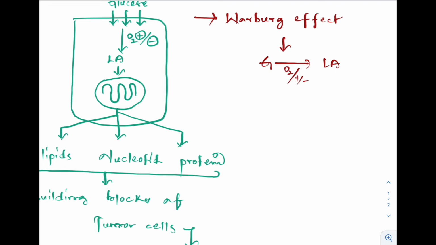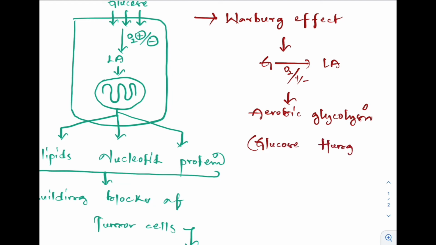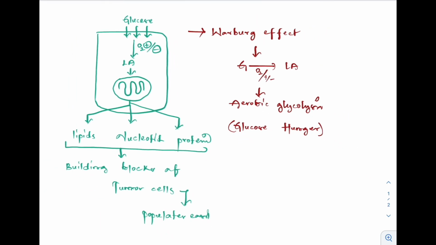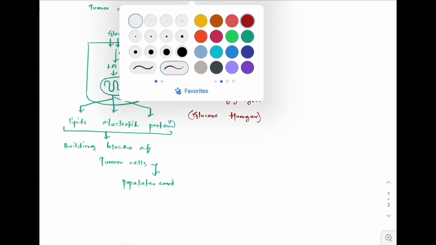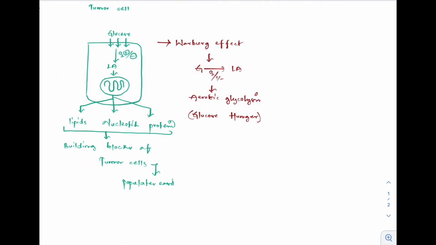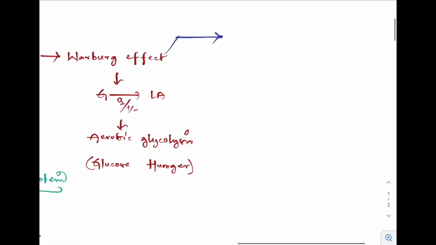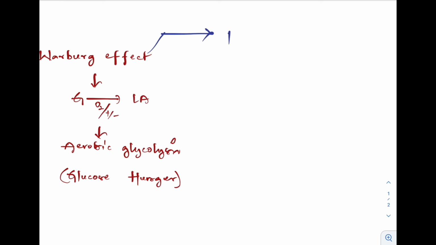All the cells actually have O2, so glycolysis is also going on. What type of glycolysis is it? It is aerobic glycolysis. And basically the tumor cells will take the glucose in maximum quantity, so this can be termed glucose hunger. Glucose hunger is seen in tumor cells. Now this Warburg effect is used in one of the most important radiological investigations, that is PET scan.